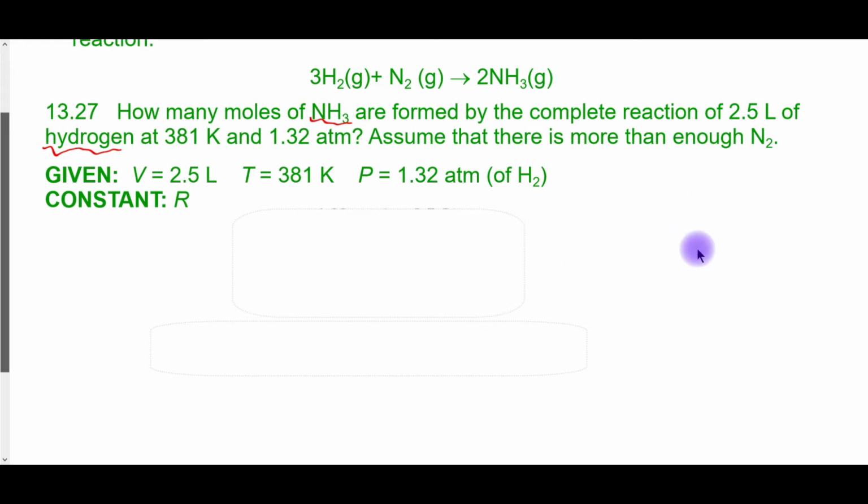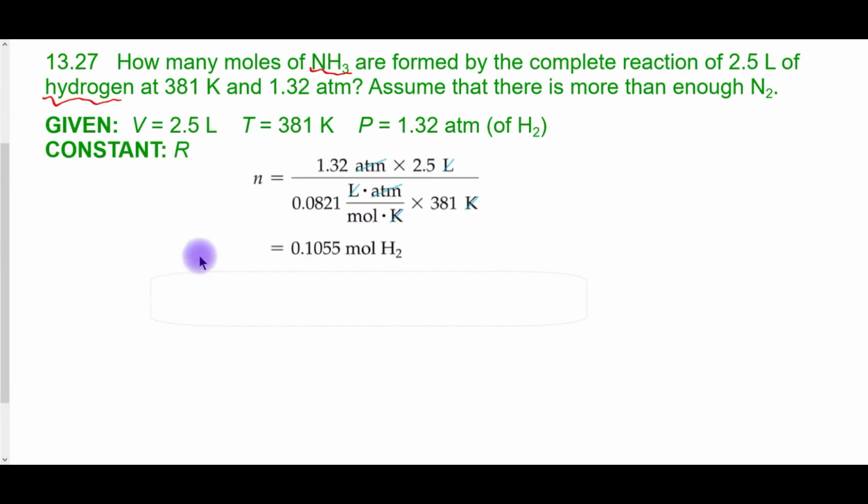Pause the video and complete that part of the problem. We have 0.1055 moles of hydrogen. Since we need moles of ammonia, we'll need to use our mole ratio. Recall that the mole ratio comes from the balanced equation. If the balanced equation hadn't been given, you must write it.